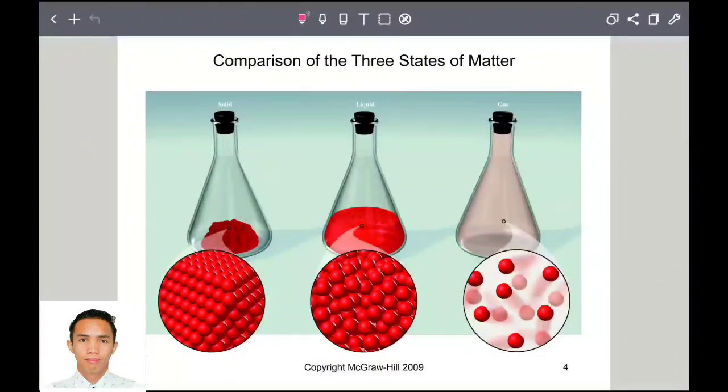Now let's proceed to the comparison of the 3 states of matter. Here we have solid, here we have liquid, and here we have gas. Solids have fixed positions, gases have no fixed position, while liquids depend on the shape of the container.